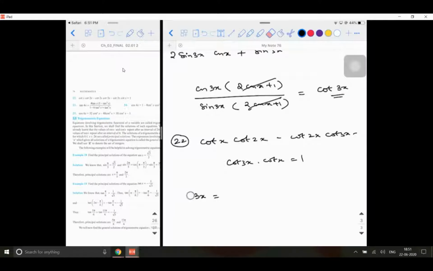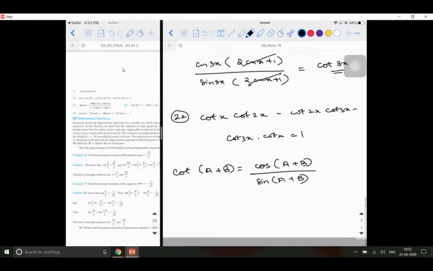Or let me start like this. If I ask you what is the formula of cot(a plus b), what will you say? We don't have a formula, we have not derived it till now. But I'm willing to derive this. Then how will I proceed? I can write it as cos of (a plus b) divided by sine of (a plus b). A plus b is one whole angle, so I'm writing it as cos by sine.